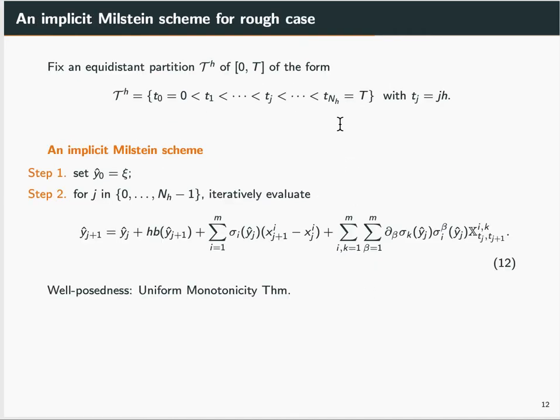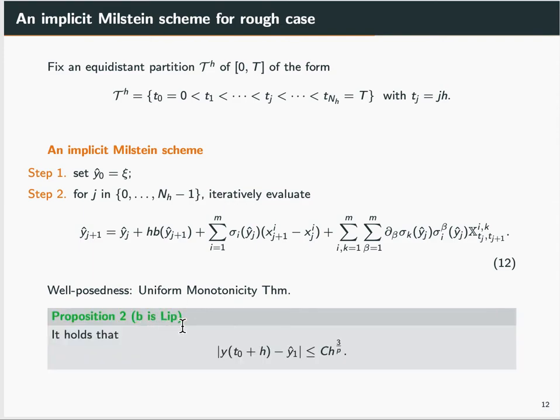We now propose an implicit Milstein method to approximate the solution of the RDE. We truncate the Taylor expansion-like series up to the second level of the signature and use the future evaluation in the drift only. Indeed, we also consider implicit Euler and the third-order Milstein, but due to limited time, we will focus on implicit Milstein in this talk. The well-posedness can be solved using the uniform monotonicity theorem as shown before.